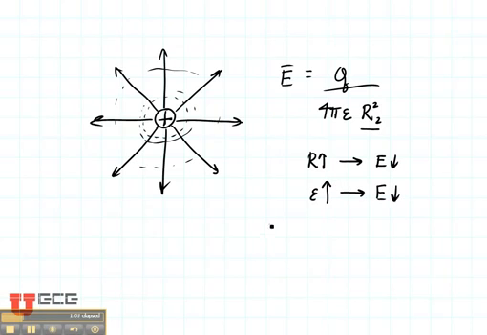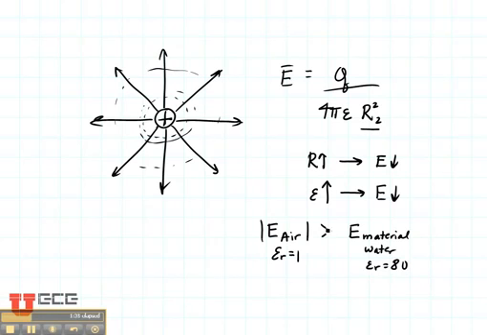So this means that if I had a given charge, the electric field in air, which has an epsilon r of 1, is always, always, always going to be greater than the electric field in any other material, such as water, which has an epsilon r of 80. Magnitude of these electric fields. The direction is going to stay the same.